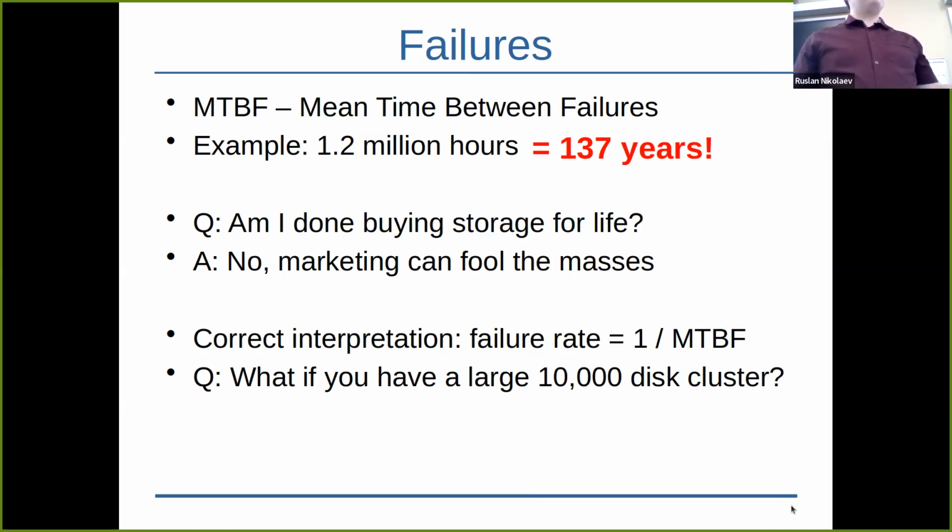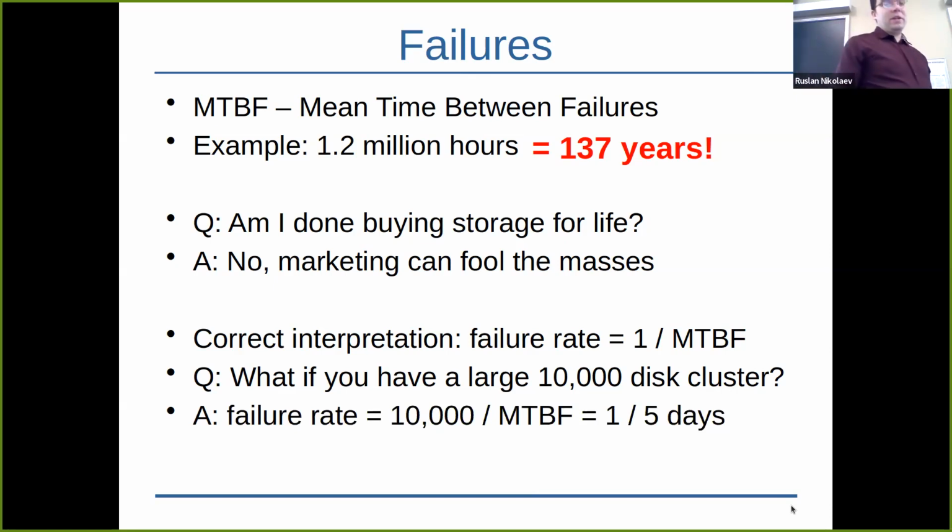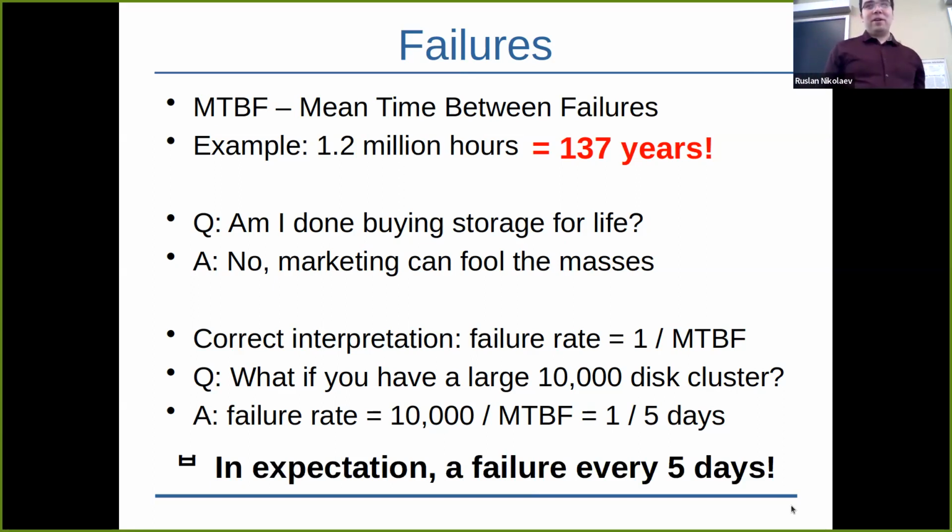So you just create maybe this RAID 0 array of 10,000 disks. So any disk failure, any disk failed, you lose your data, right? At least, it's a reasonable assumption because a significant portion of the file will be lost. So then the failure rate is going to be 10,000 over mean time between failures, and that's 1 over 5 days. So that's basically a failure every 5 days. So something fails every 5 days.